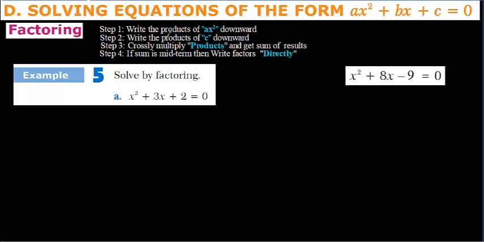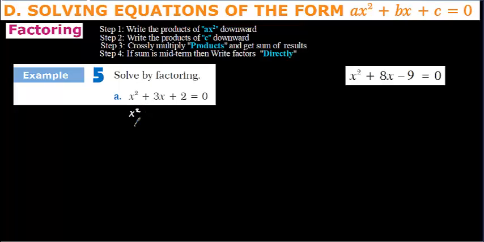The method that we are going to use: first we separate into factors of ax squared, the first term I mean, and write the products of c, which means the last term. Then crossly multiply the products, get the sum of the results, and if the sum is the midterm, then write the factors. It means that our factorization is true, then we may write our factors. This is the first step.